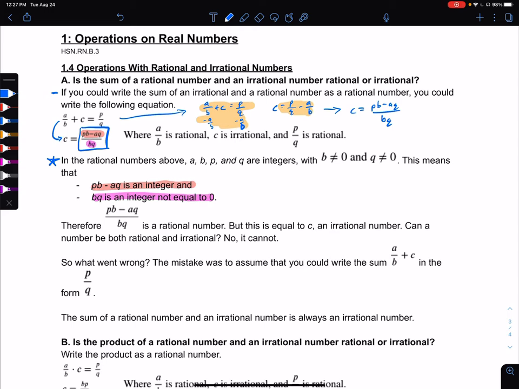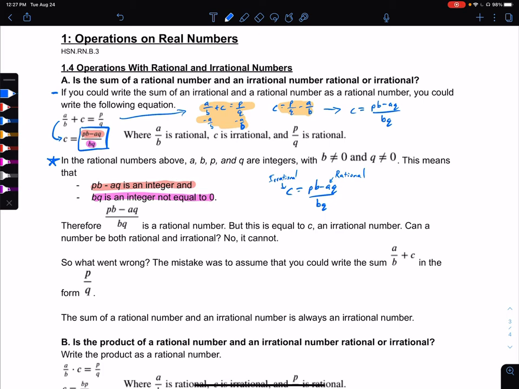However, we were making the assumption that C was equal to this, PB minus AQ over BQ. And we were assuming that this number is irrational, right? C was irrational. And we now know that this piece here is rational. But if they're equal to each other, how can an irrational number possibly be equal to a rational number? One single number can't be both irrational and rational. It's one or the other. So can the number be both rational and irrational? No, it cannot. So this doesn't work out.